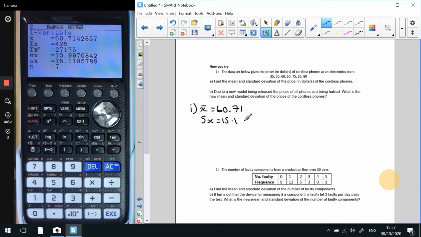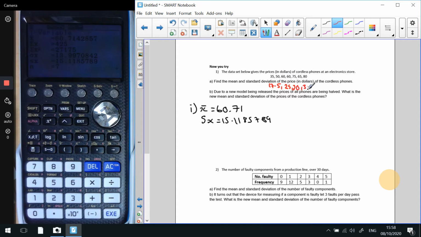15.1185789. So now we've got a sale and all the prices are being halved. So instead of 35, we'd have 17.5. Instead of 50, we'd have 25. Instead of the 2 60s, we'd have 2 30s instead. Instead of the 75, we'd have 37.5. Instead of the 65, we'd have 32.5. And instead of the 80, we would have 40. So I'm going to type those numbers into my calculator.